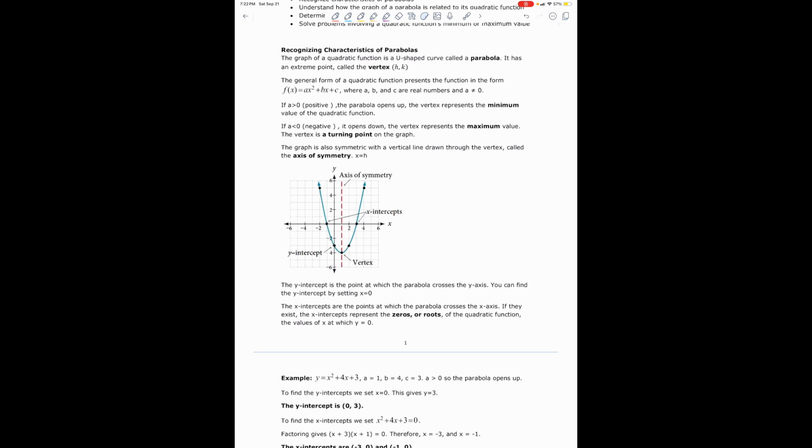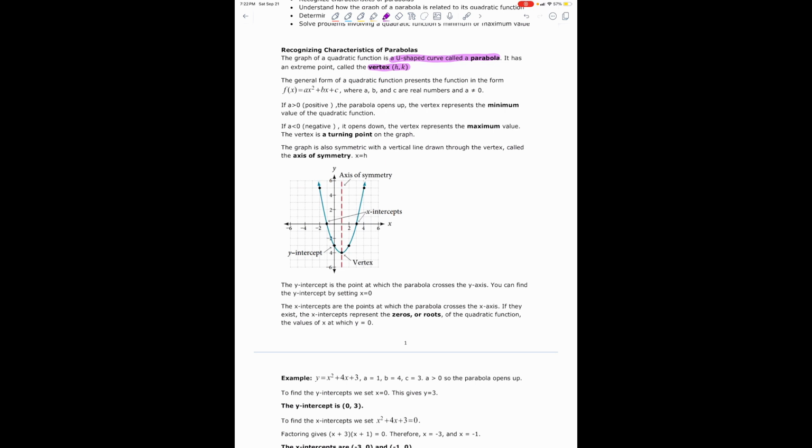Recognizing the characteristics of parabolas. The graph of the quadratic function is a U-shaped curve called a parabola. That is the famous one. It has an extreme point called the vertex. So we're going to call the vertex, which is h and k. That extreme value could be a maximum or a minimum.